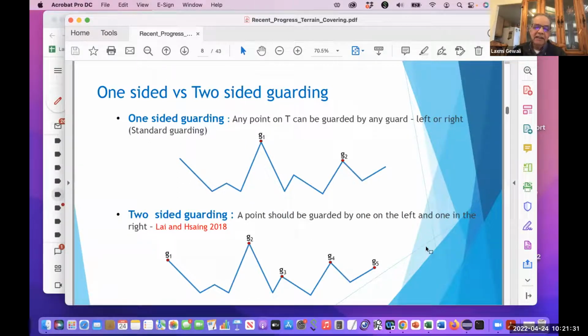So with a two-sided guard, any point has to be visible to one over here and one over here. The motivation is that if one of the towers is not working, there is still a high probability of connectivity. So in this case, if we place towers like 1, 2, 3, 4, 5, then even if some of the towers go wrong, connectivity will still be there. That is the motivation for having two-sided guarding. And it was introduced by Lai and Xiang in 2018. All right.